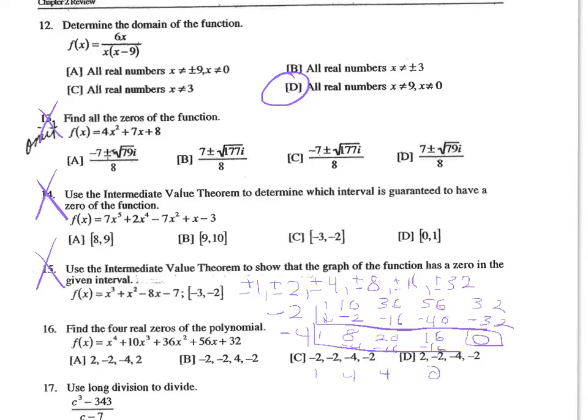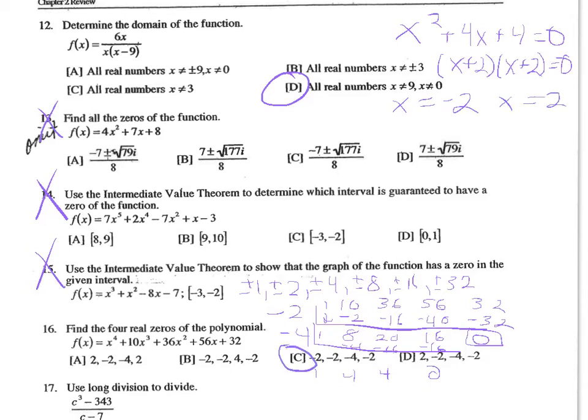So now I can take my x squared plus 4x plus 4 and factor it to find my remaining zeros. So it looks like I have two more zeros at negative 2 and negative 2 again. So the choice would be C. We have 3 zeros at negative 2 and 1 at negative 4.